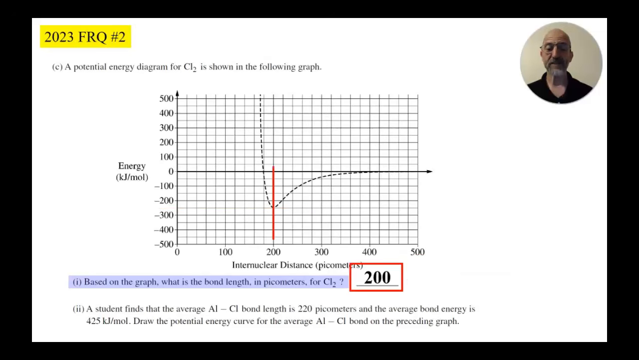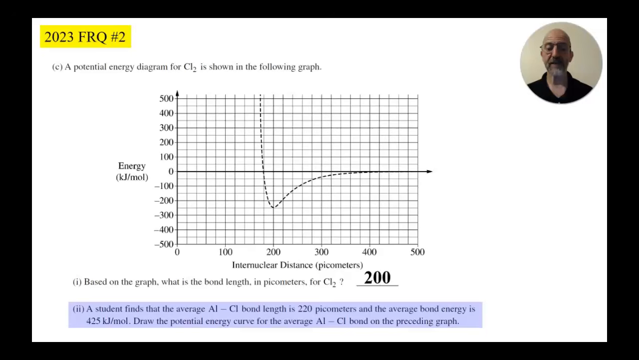The follow-up question says a student finds that the average Al-Cl bond, so we're switching to a different bond, length is 220 picometers, and that the average bond energy is 425 kilojoules per mole. This is the curve that the student drew. Now, at first glance, I see a bond energy that looks like it's somewhere between 400 and 450, so I like that. It's about 425 kilojoules per mole.